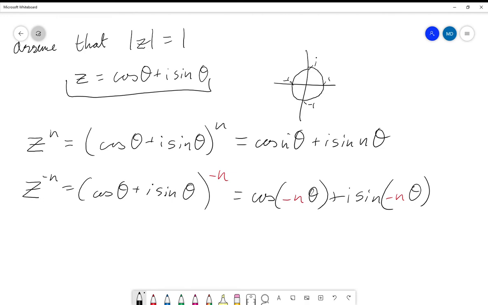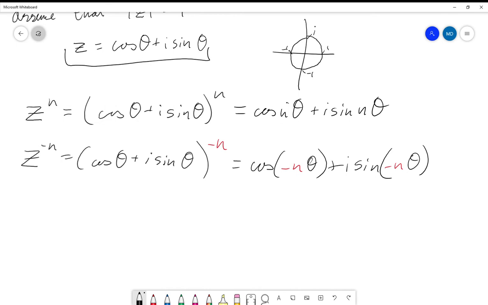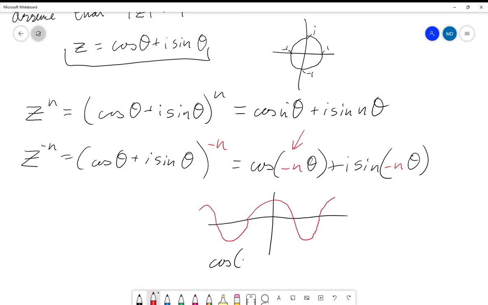But there is an interesting thing to note about sine and cosine. If you think about the graph of cosine, it is perfectly symmetrical around the y-axis. So if I do a reflection in the y-axis, i.e. multiply it by a negative 1, it stays the same. And so for cosine, it's true that cosine of n theta is identical to cosine of negative n theta.